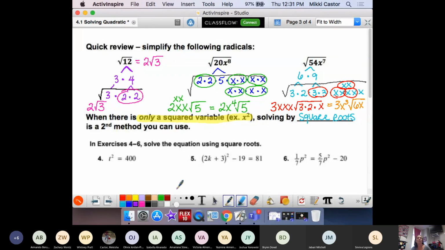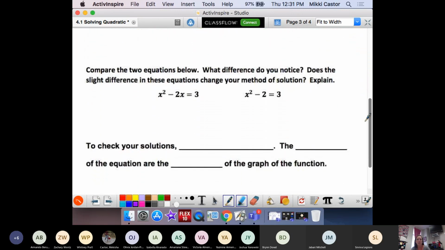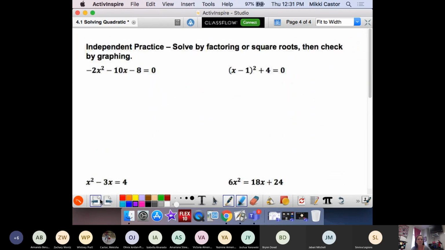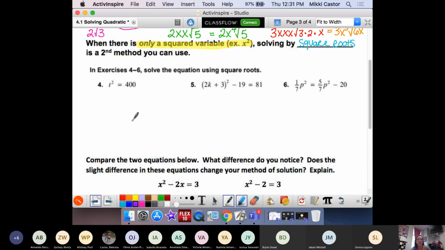Okay, so I'm going to go through and work a few of these. And then we have that. And then talking about the graphing. Okay, sorry, just trying to remember what else was left on this one.